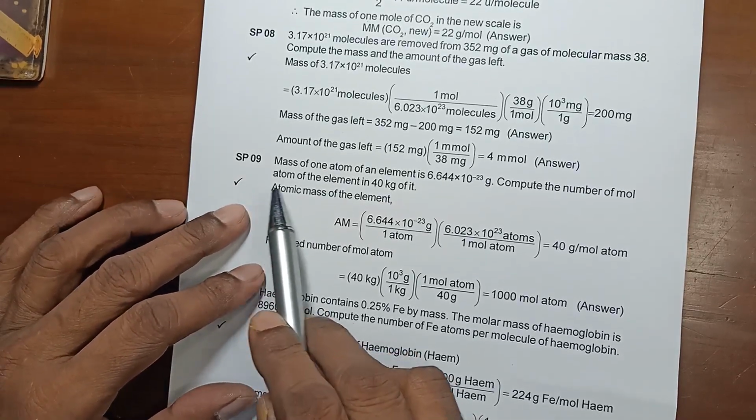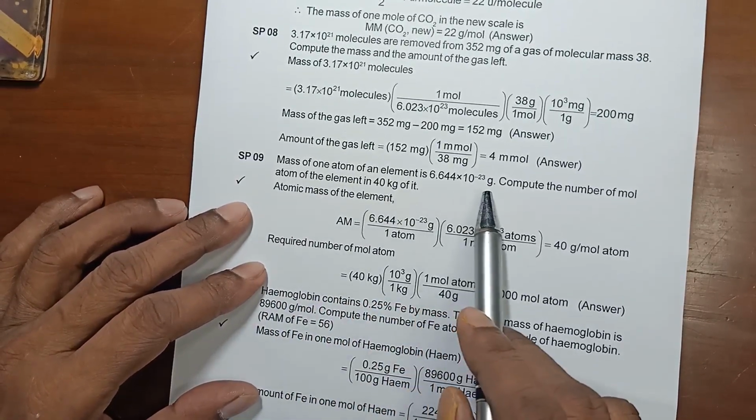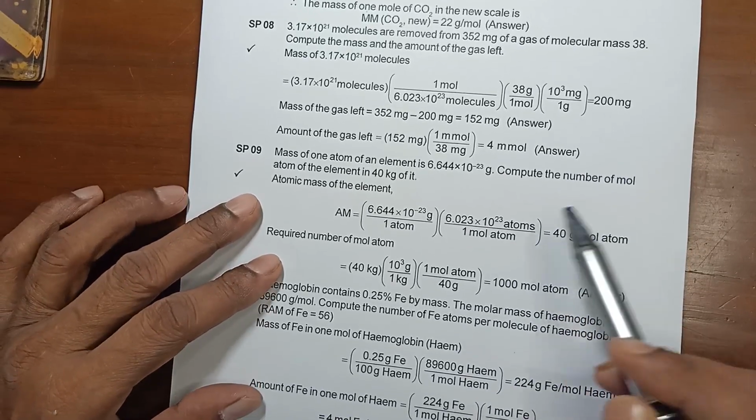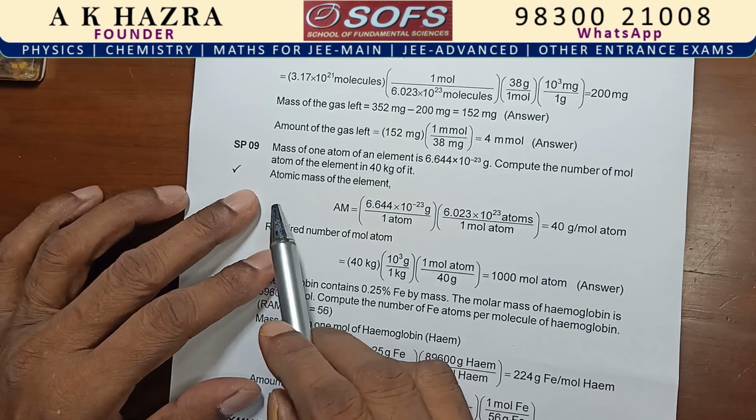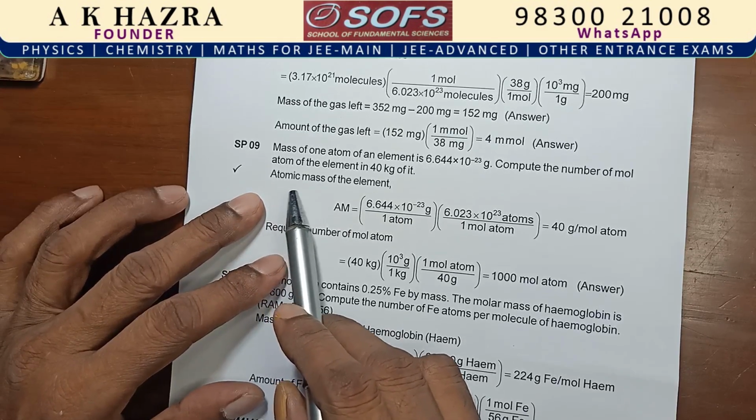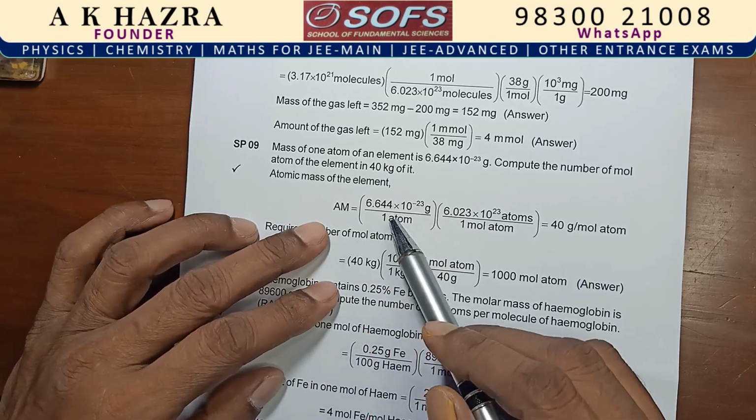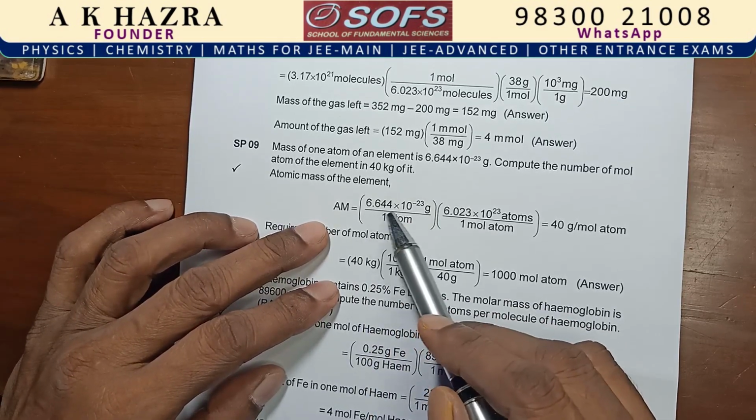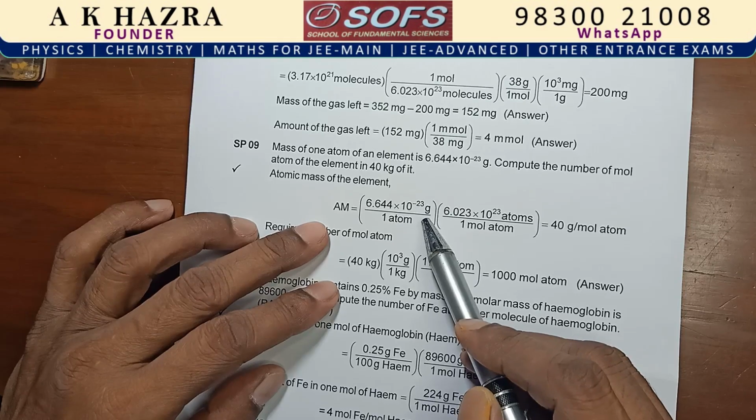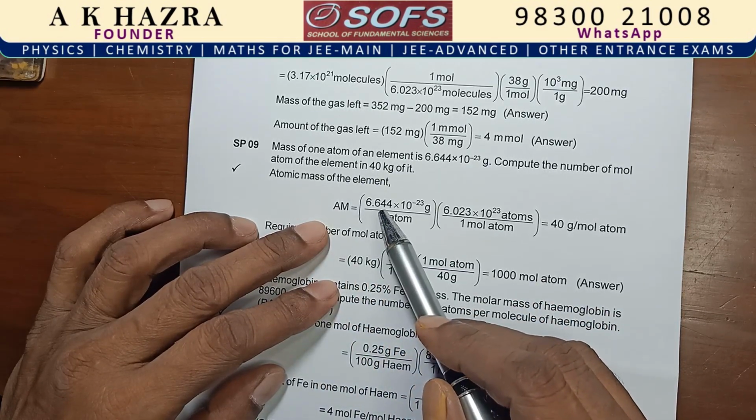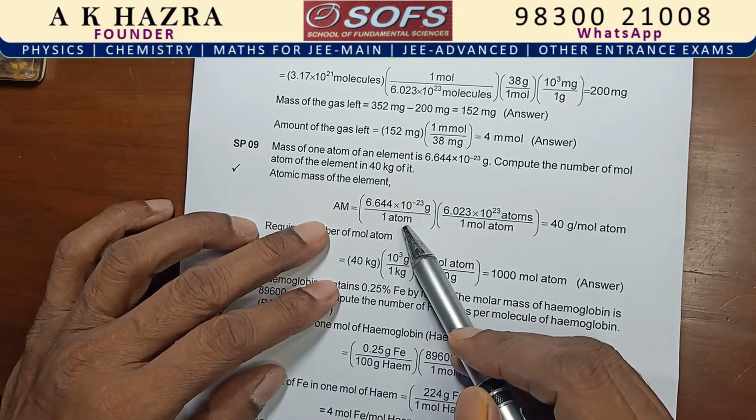Now SP09: the mass of one atom of an element is given. Now compute the number of moles of atoms of the element in 40 kg of it. As you see, first let us find the atomic mass of the element. The atomic mass of the element: 6.44 × 10^-23 gram per atom is given. The mass of one atom is given. So 6.44 × 10^-23 gram by one atom.